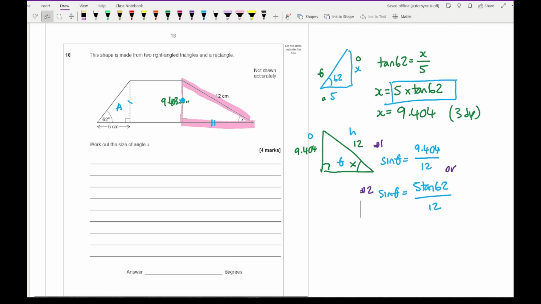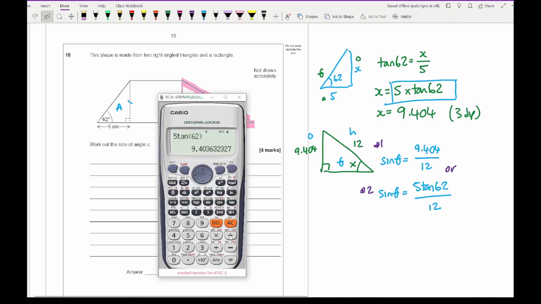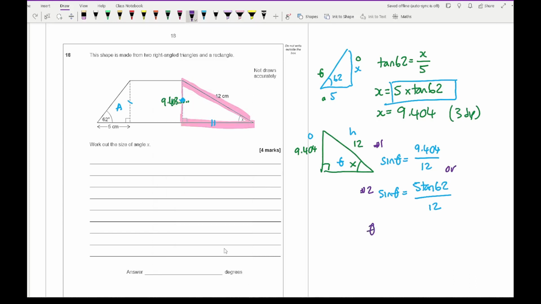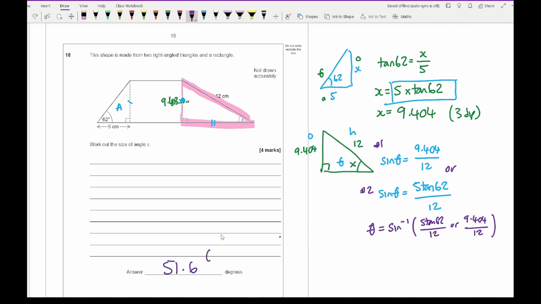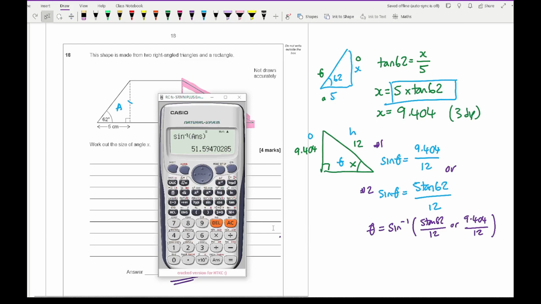So then typing that all into my calculator, I've actually got that number already there. So if I just divide that by 12, I get this number here, and so theta equals the inverse sine of 5 tan 62 over 12, or 9.404 over 12, or anything of that nature. And taking the inverse sine of that number, we get an answer of 51.6. So 51.6, and that's to 1 decimal place. Let's check the rounding of that. Yes, that is what we get.